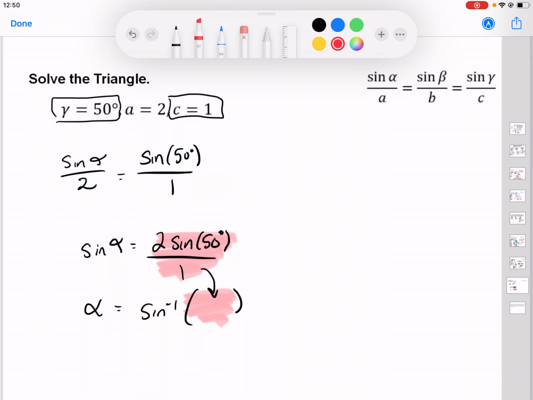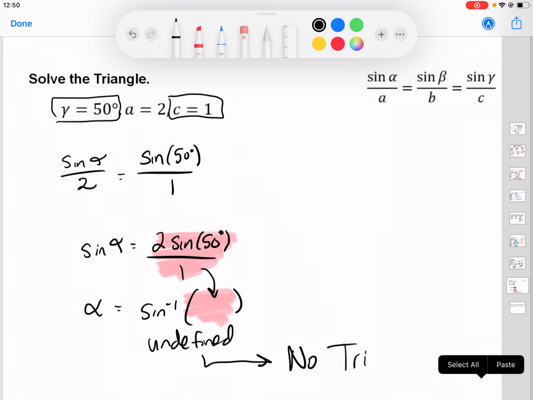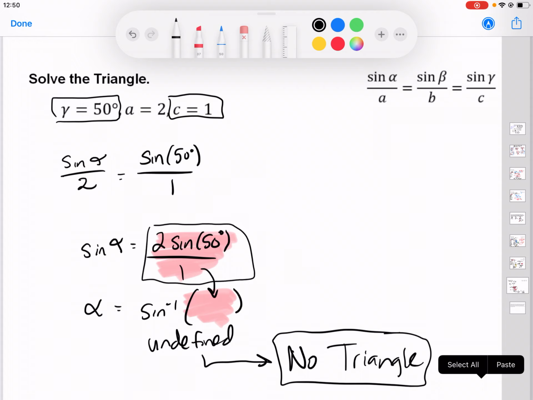And so when you type it in, what you're going to notice is you get an error. The reason you get an error, or it says it's undefined, so it'll say one of two different things. Either it's undefined or there's an error. If you get that message, though, there is no triangle. And there's a way you'll know it's going to be undefined. If you type this value in, 2 sine of 50 divided by 1, before you apply the inverse, it's going to be greater than 1.